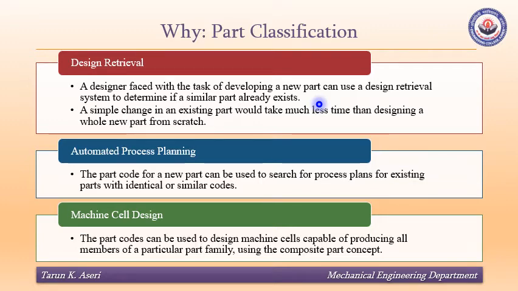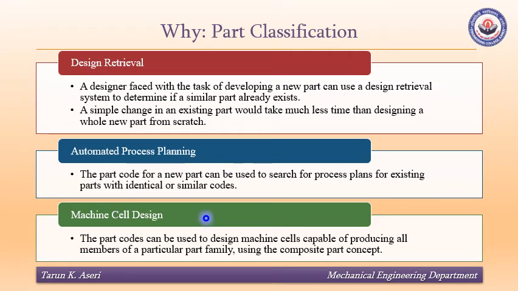The second one is automated process planning. If a process plan already exists in the factory or company for any product, it can be fetched or called for a new part, so that the process planner only has to make small changes as required, and prepare a process plan much faster than making the process plan from the start.